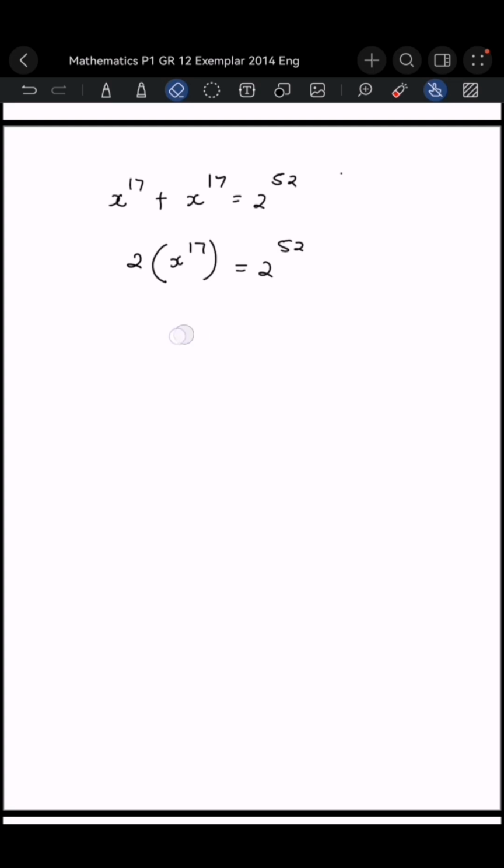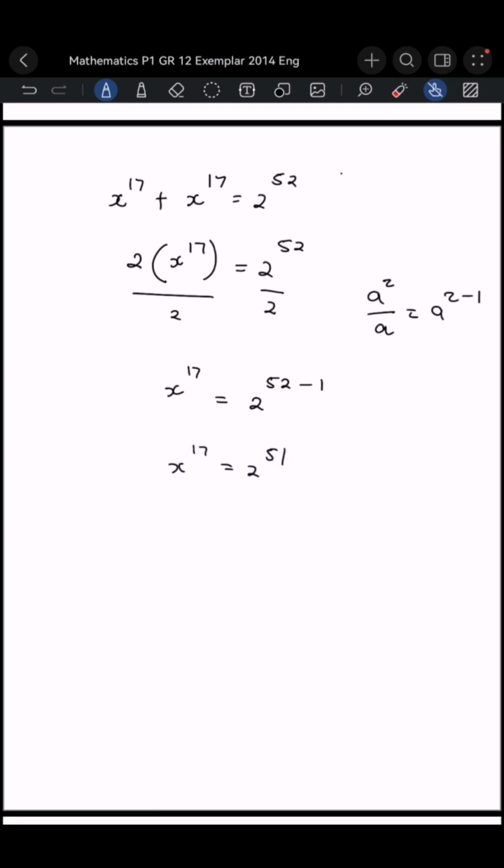Let's not jump. For those who might not, divide both sides by 2. Therefore, the 2 and 2 cancel each other. We have x raised to the power of 17 is equal to 2 raised to the power of 52 minus 1, because remember, a squared divided by a is equal to a to the power of 2 minus 1, from that rule. So x to the 17 is equal to 2 to the 51.